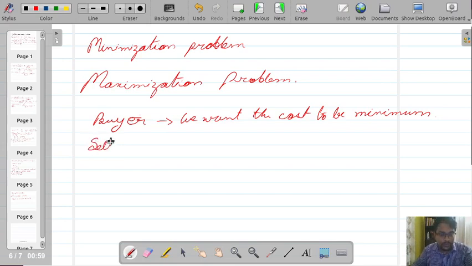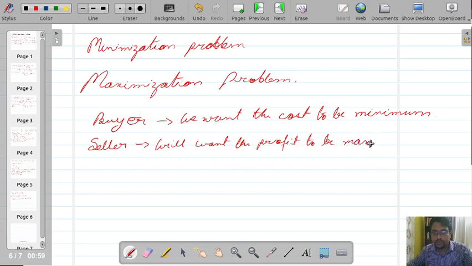And from the perspective of the seller, what will the seller want? Suppose you are a seller, you will always want that your profit has to be maximized. So we'll want the profit to be maximized. Okay, so whenever your problem has got something to do with profit and all, that has to be a maximization problem.